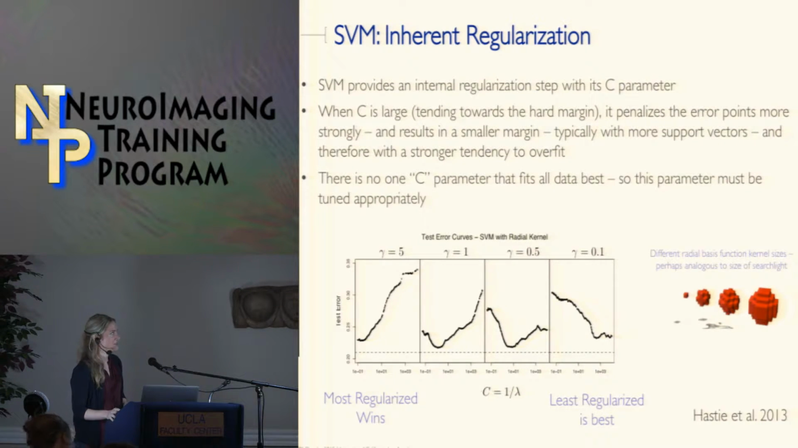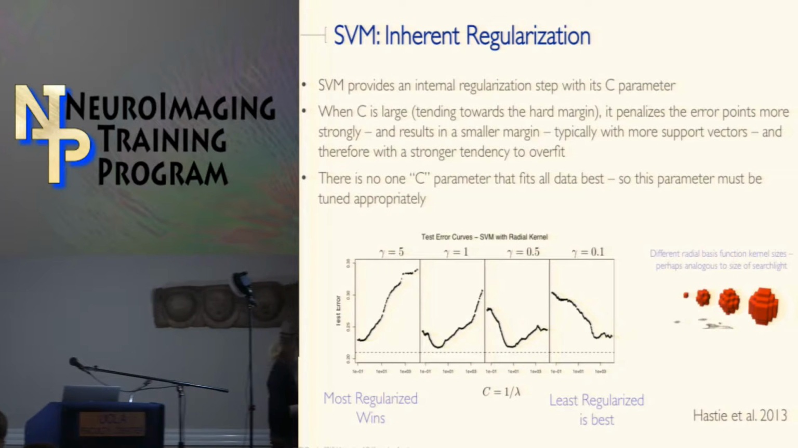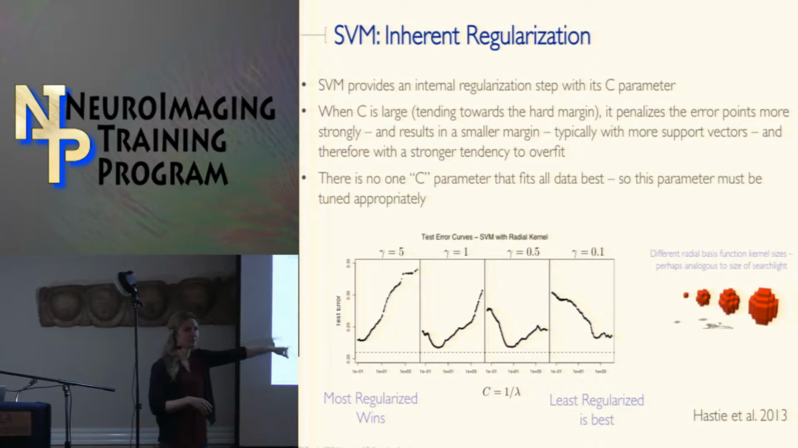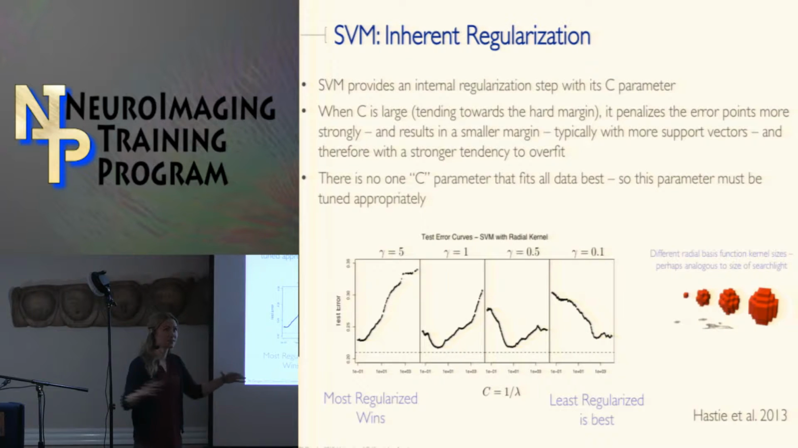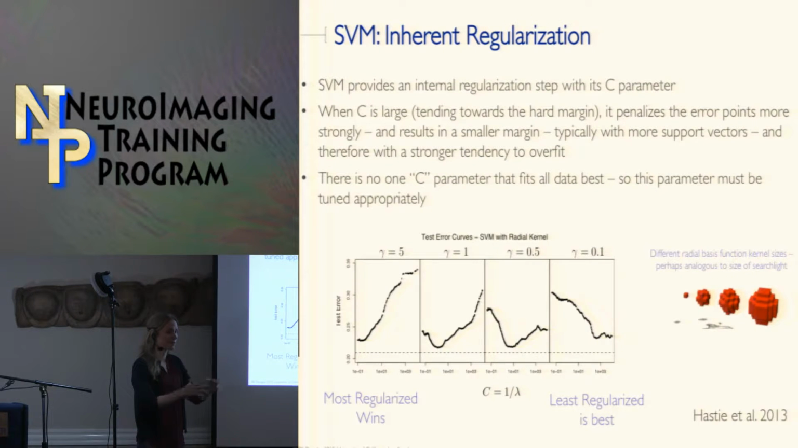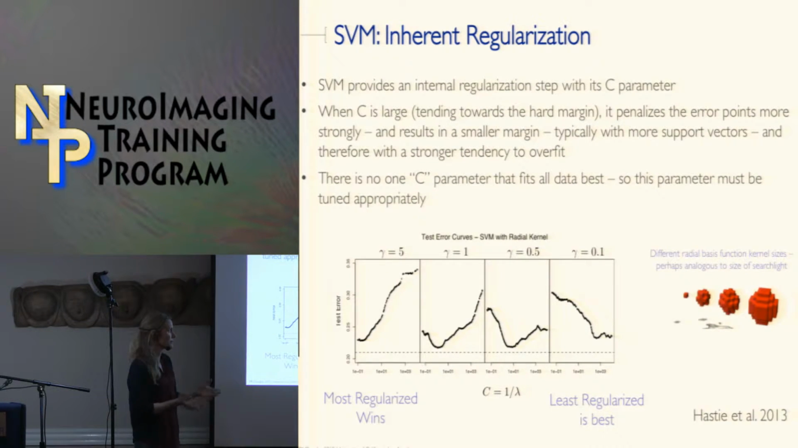But one of the things that's kind of interesting is there's no one C parameter that universally fits all data. So this is a figure from Hastie, 2013. He shows that with different radial basis kernels, so the width, if you want to think of it that way, or the size of the sphere, has different performances based on the C parameter.